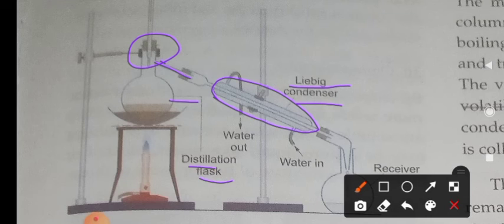The hot vapors enter into the Liebig condenser. After heating, the water will evaporate, isn't it? The vapors will be collected through the outlet and enter into the Liebig's condenser. Here in the Liebig's condenser, what happens? The hot vapor gets cooled. You know that.